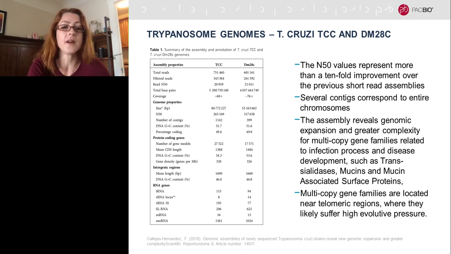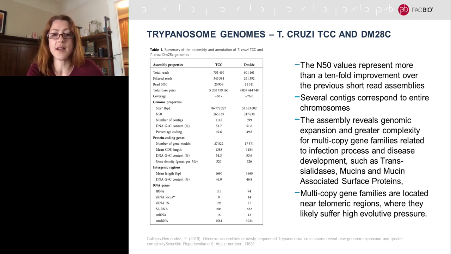So here's an example of new T. cruzi assemblies of two different strains, TCC and DM28C. And what you'll see here is that with very reasonable amounts of coverage, these have now been assembled, and there's been an over 10-fold improvement over the previous short read assemblies. And several of the contigs from this assembly correspond to entire chromosomes, much like with the Aedes aegypti genome.